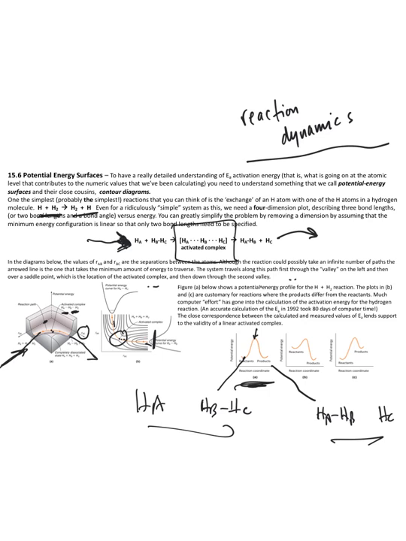I said much computer effort has gone into the calculation of the activation energy for this hydrogen reaction. I found out somewhere that the accurate calculation of EA in 1992 took 80 days of computer time. The close correspondence between the calculated and measured values of EA lends support to the validity of a linear activated complex. So basically, by doing this calculation and calculating a picture that looks like this, they essentially proved that when this reaction occurs, it really happens the way that we mapped it out earlier.